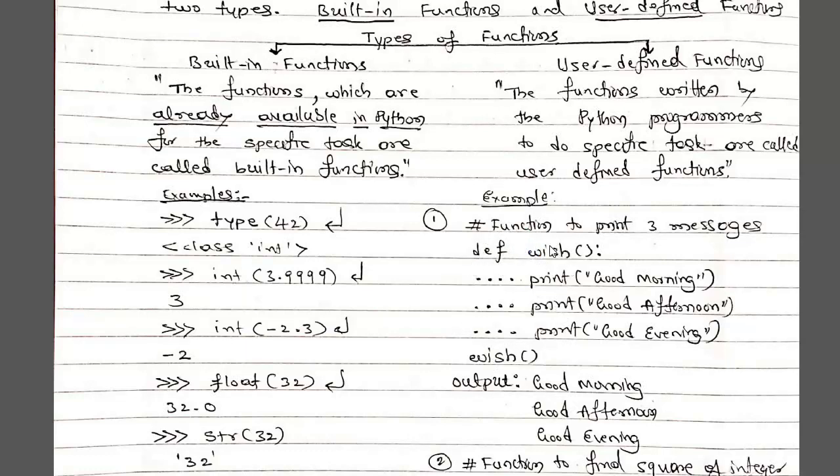Space. Then give one valid name for the function which you are going to write. Afterwards, two parentheses are a must. Then a colon is a must. Press enter. Automatically Python will take your left indentation.